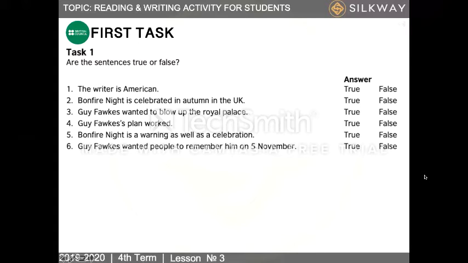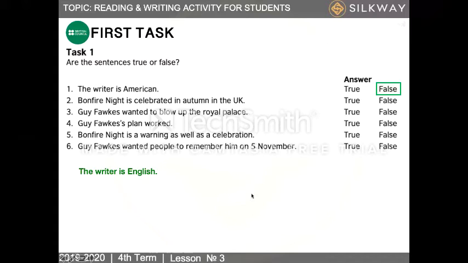Okay, time is up. Now, let us try to give the correct answers in our first task. Number 1. The writer is American. Is it true or false? What is your answer? It is false. Why? Because the writer is English. He lives in England. We call the people who live in England English.